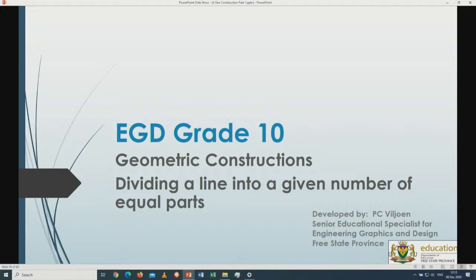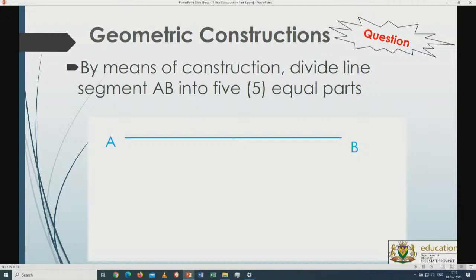We can also divide a line into a given number of equal parts. So in other words, now they're asking me, this is line segment AB. Now this principle I'm going to explain to you just now will be used right through to grade 12 for many reasons. Alright, so just quickly have a look here.